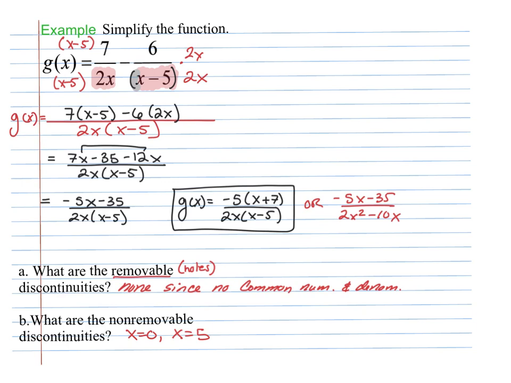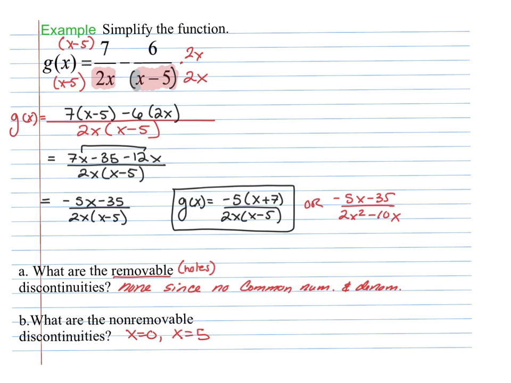Okay, so when we're simplifying functions, what you need to do is look at your denominators and ask, you need a common denominator. So you're asking yourself, what does this 2x need that this rational function has? Well, this 2x needs an x minus 5, and this x minus 5 needs a 2x.